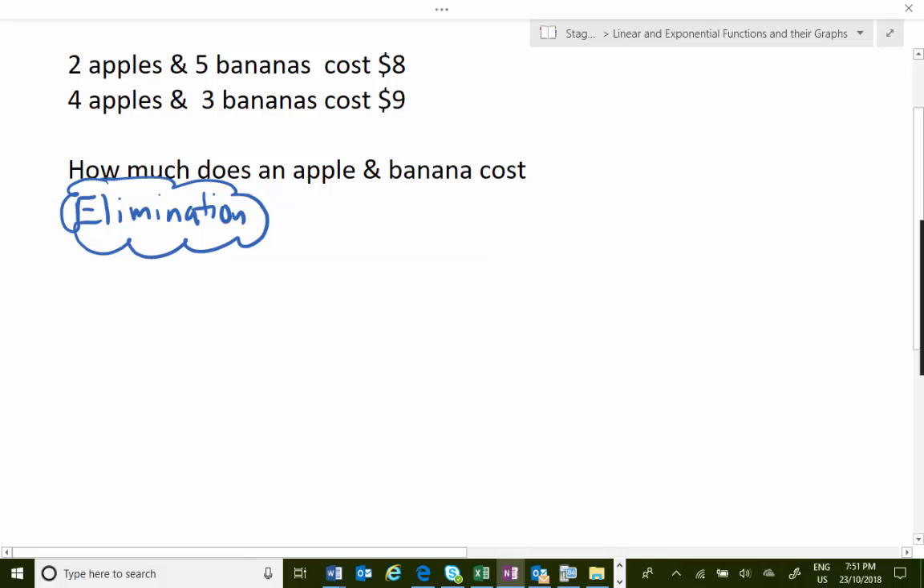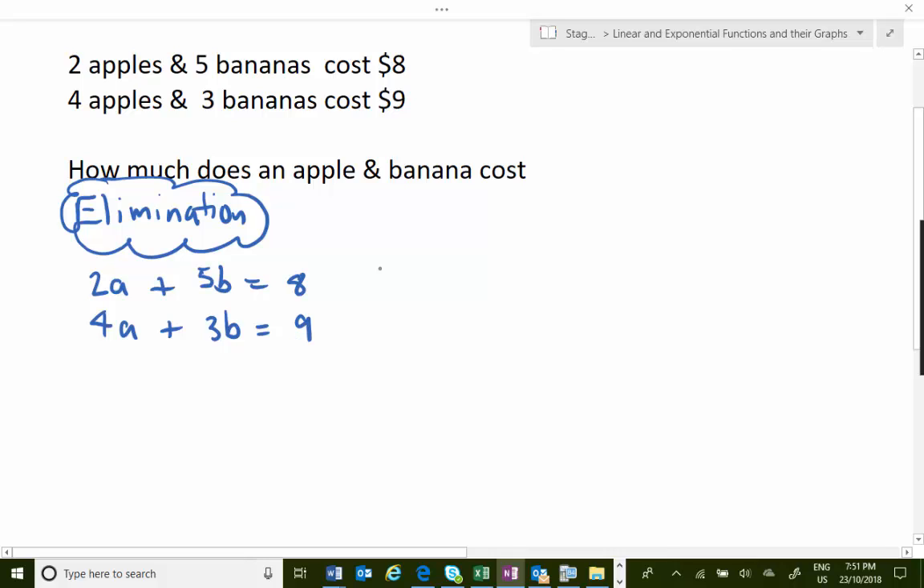We've got a question that says we buy 2 apples and 5 bananas, it costs $8. We buy 4 apples and 3 bananas, it costs $9. Now you could probably work this out in your head, but we're going to use mathematics to do this. We're going to represent apples as a, and bananas as b. So 2a plus 5b is equal to $8, and 4a plus 3b is equal to $9.